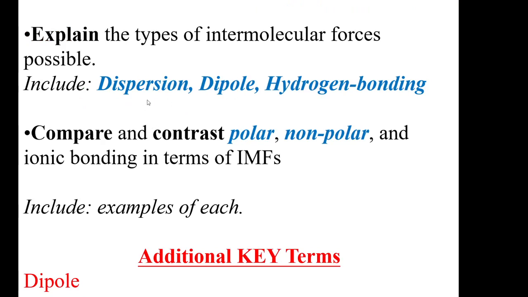Okay, so now you should hopefully be able to explain the types of intermolecular forces possible. You should know the difference between London dispersion, how it works, dipole-dipole, hydrogen bonding, as well as the strength between polar, nonpolar, and ionic bonding in terms of IMFs. How do they all work? How do they compare to each other? And you'll be good. And if you have examples of each one as well.